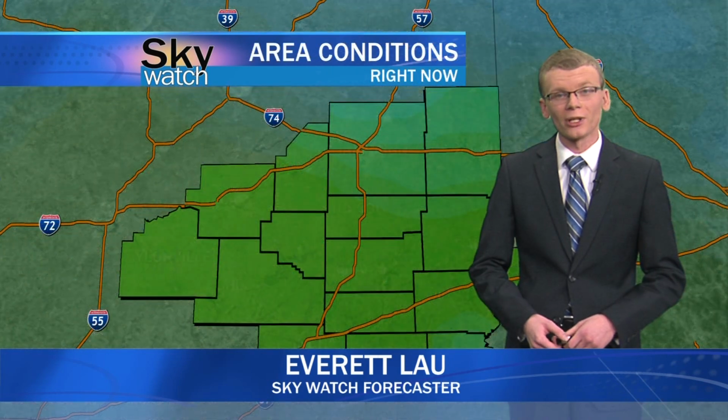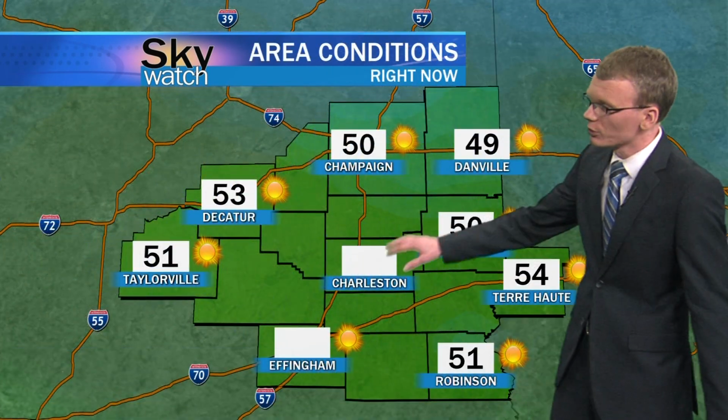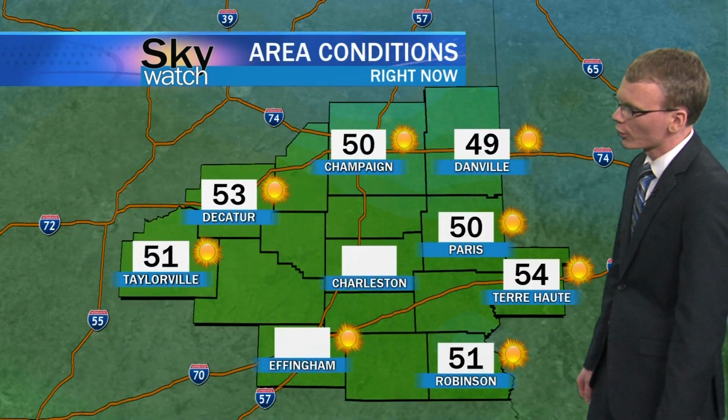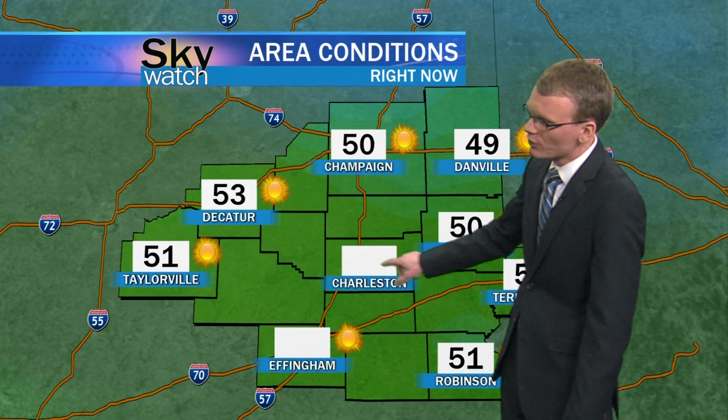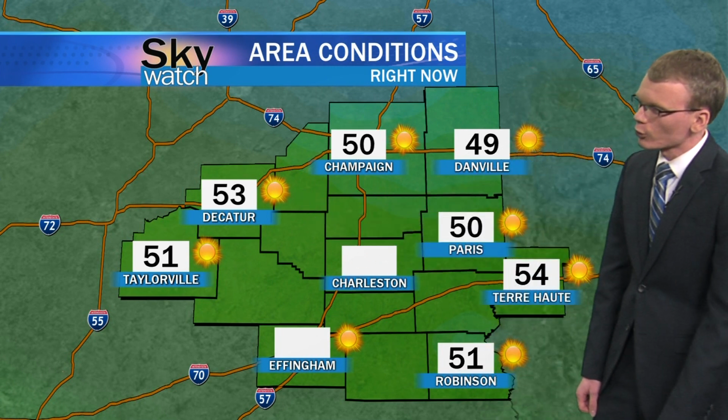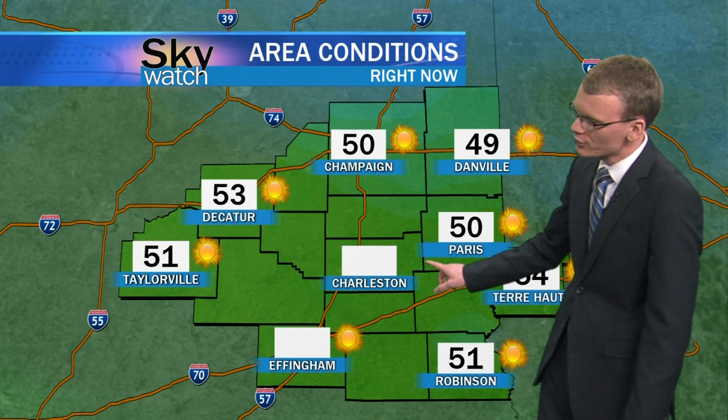SkyTrack shows those clear skies across the area, and that's going to be remaining the case for us over the next few hours. More clouds will be arriving, though, as we get into tomorrow morning, but in the meantime, still seeing plenty of clear skies across the area. 54 our current temperature in Terre Haute. It's 50 in Paris, 53 in Decatur. Danville's our cool spot this evening, down to 49 degrees, missing our observations this evening in both Charleston and Paris.